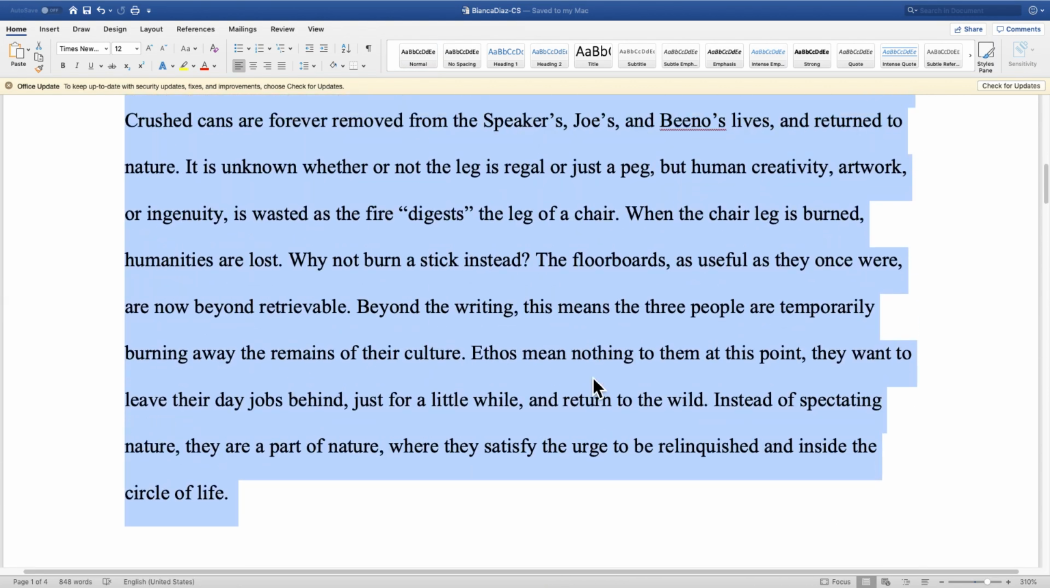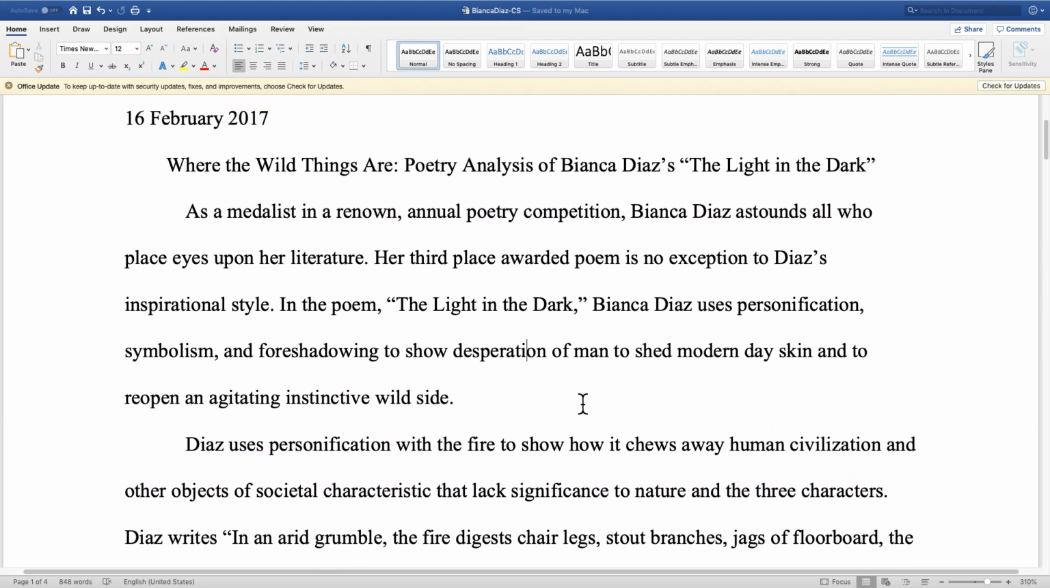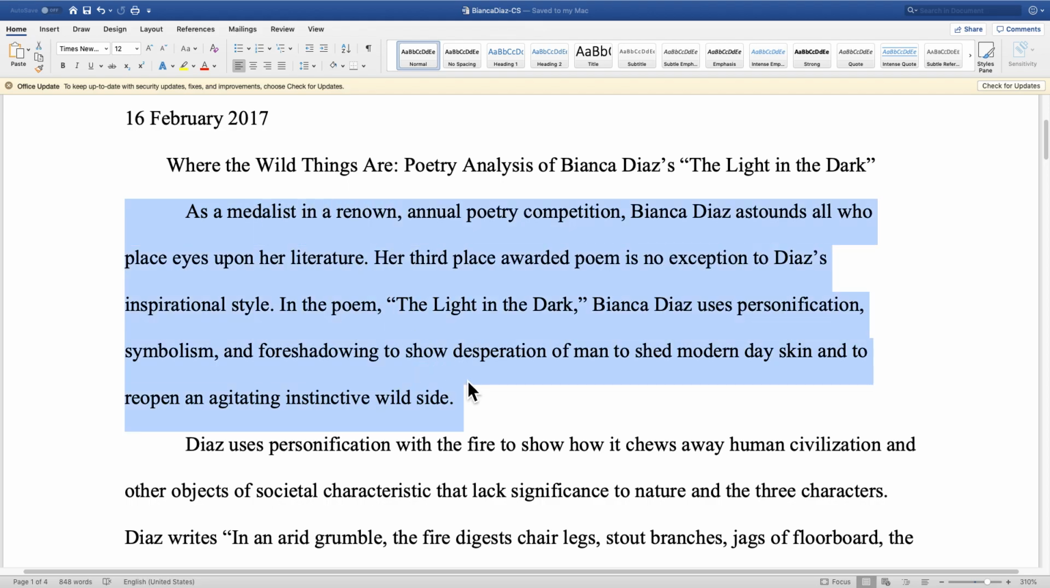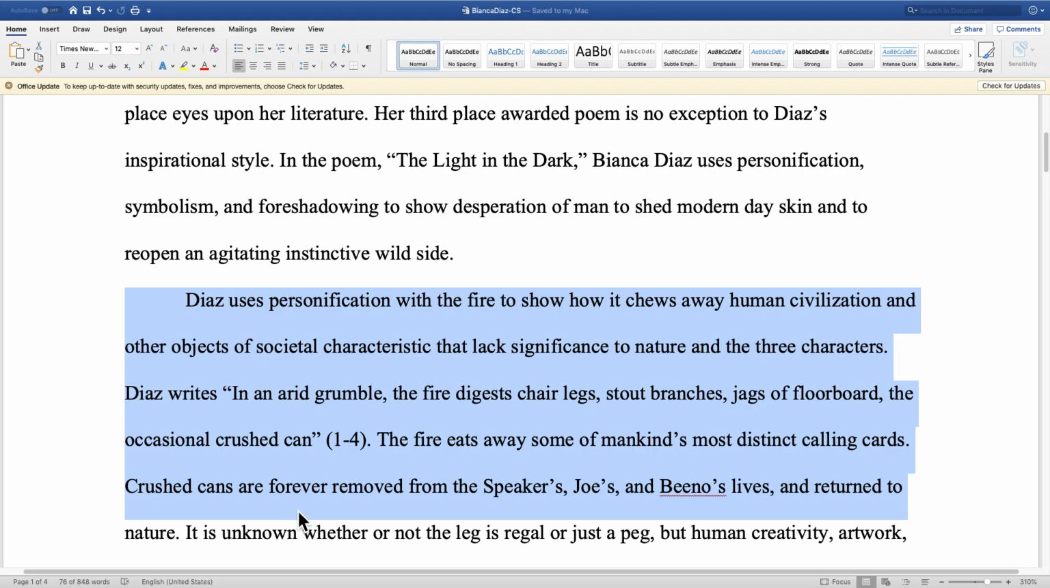So you need to make sure and understand that when I talk about body 1 or body paragraph 1, I do not mean the first paragraph of the essay. I actually mean the first paragraph of the body, or I might talk about body 2 or body 3.